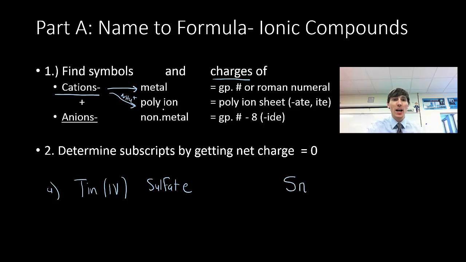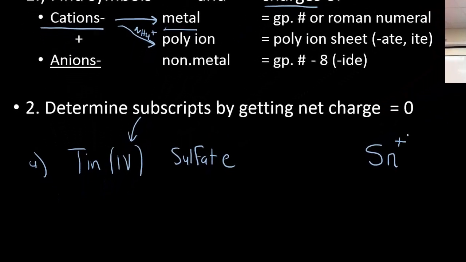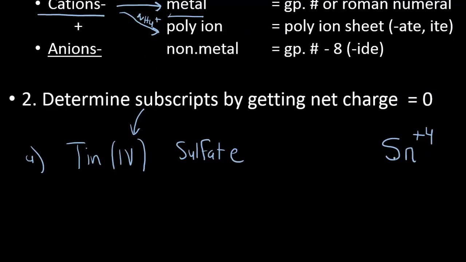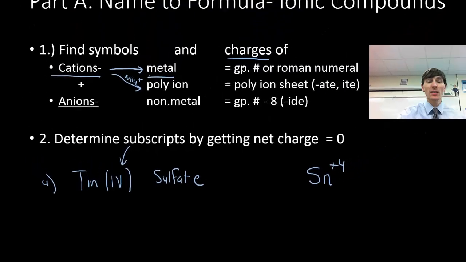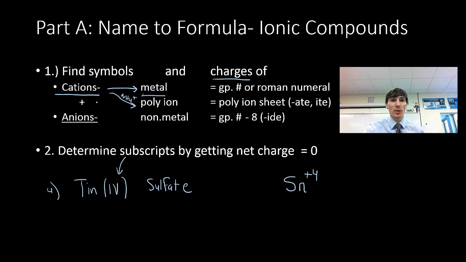It's not a polyatomic ion, it's not ammonium, so it must just be a regular metal. I take it off the periodic table and find the symbol, Sn. Now I need the charge. I'm going to look for the group number, or if it has a Roman numeral, I use that. That Roman numeral stands for the charge this metal atom is taking in this compound. So IV stands for 4. The charge is plus 4. So the symbol is Sn, the charge is plus 4. We've done the first step.